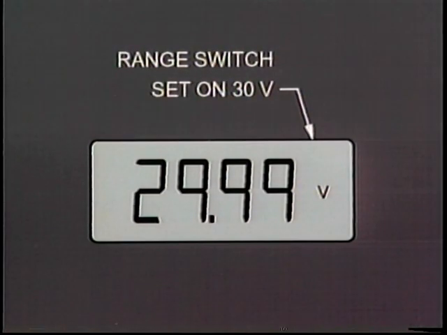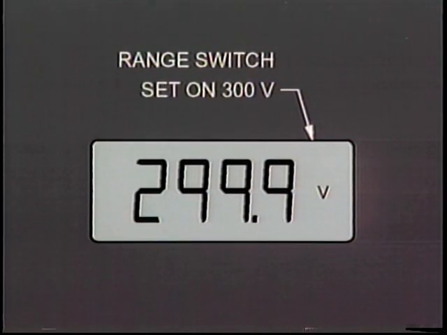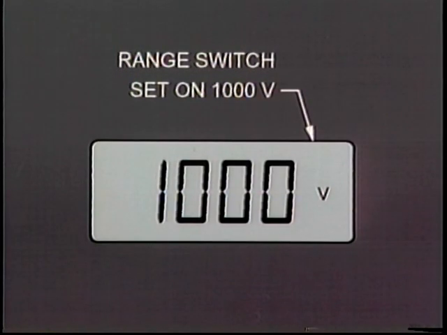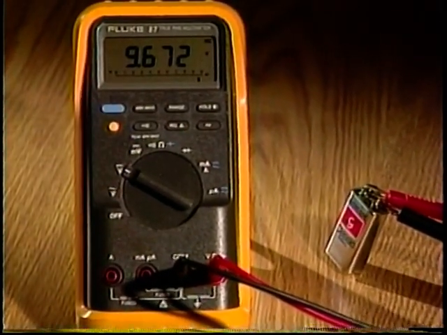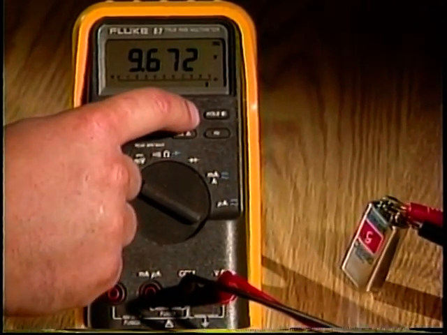The highest possible reading with the range switch set on 30 volts is 29.99 volts. The highest possible reading with the range switch set on 300 volts is 299.9 volts. And the highest possible reading with the range switch set on 1000 volts is 1000 volts. Voltage ranges vary with the meter used and are chosen for the best resolution.